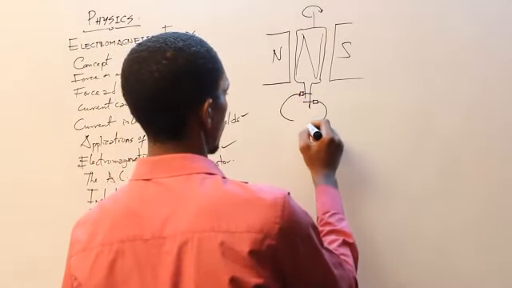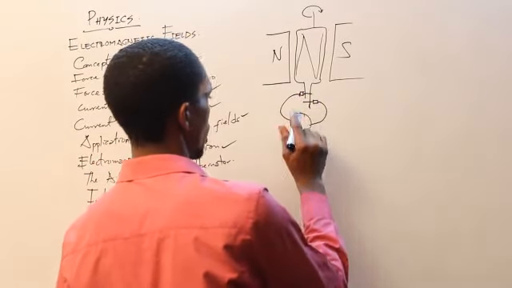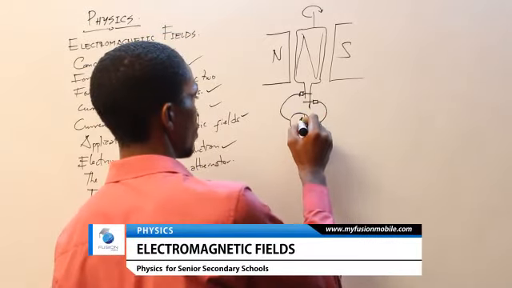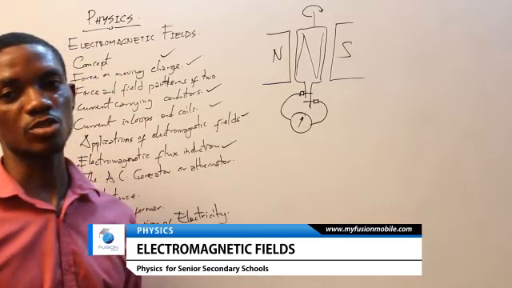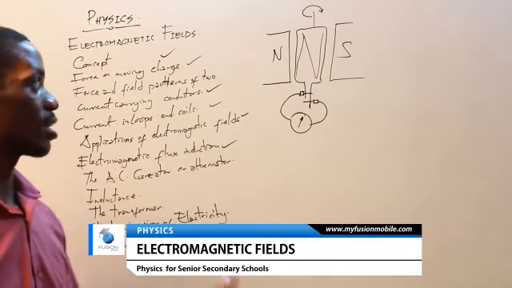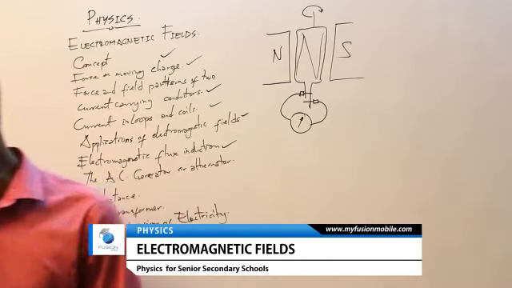Of course, you can take it out and put your ammeter or a galvanometer there. You can take the measurement and you can use it to connect to whatever circuit. That's how electricity is being generated.